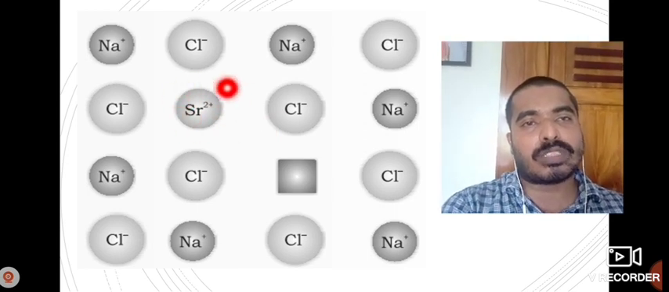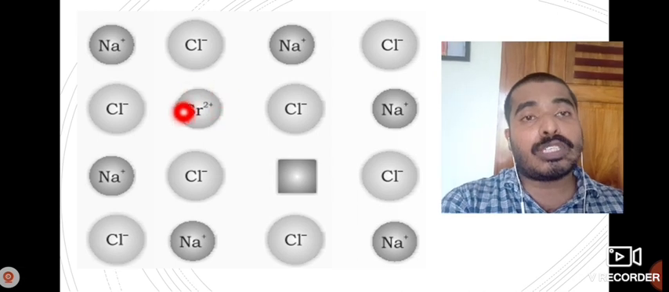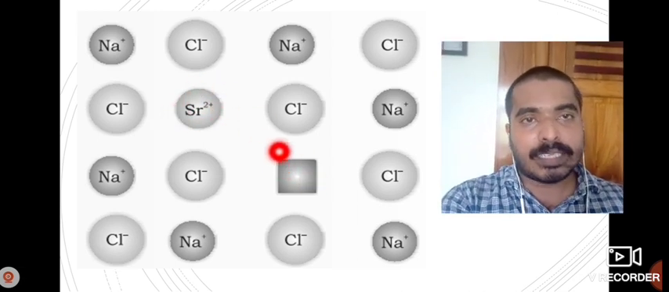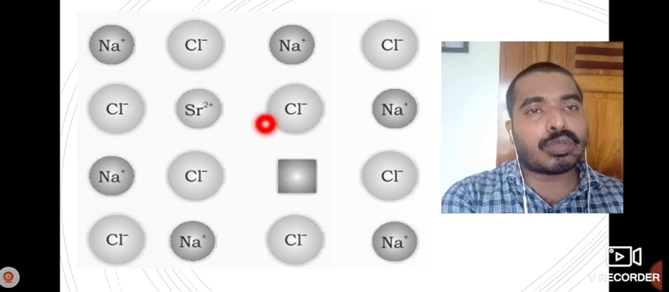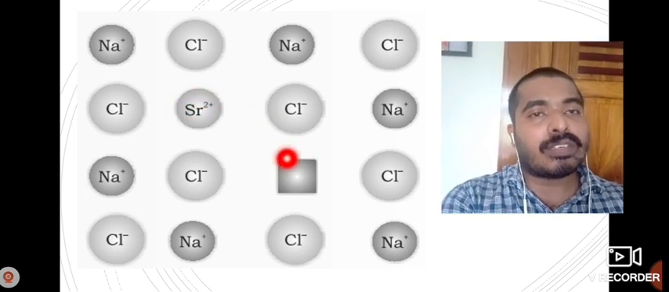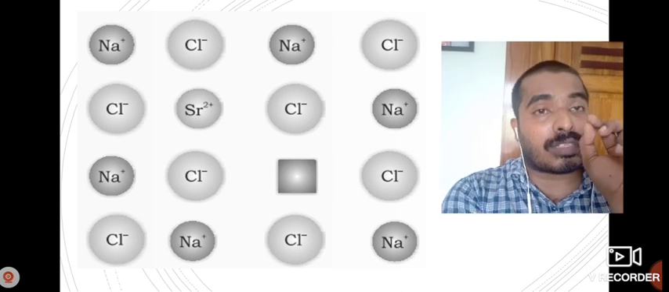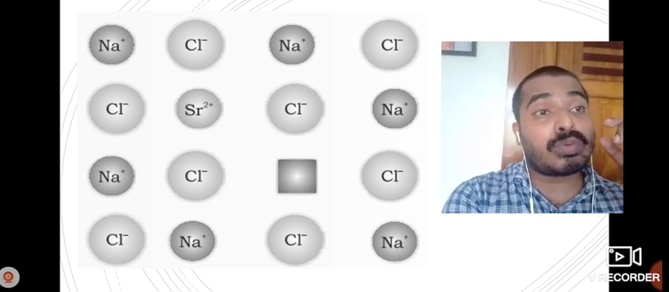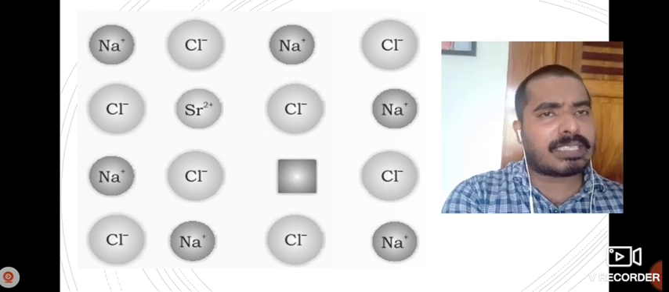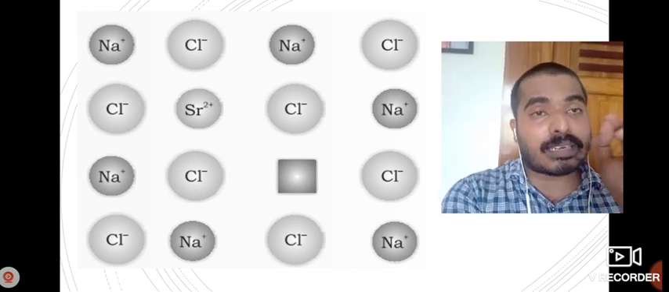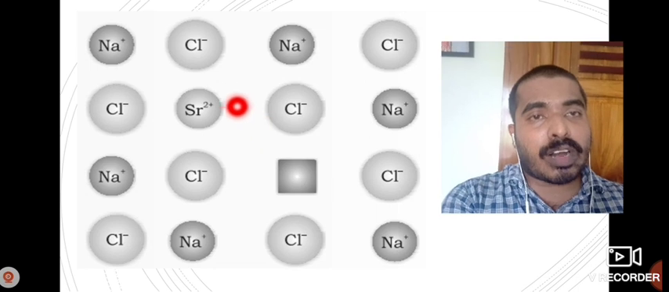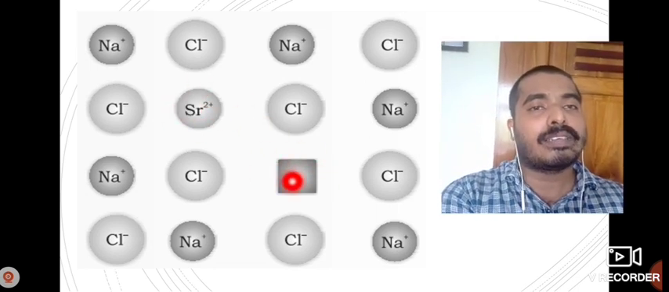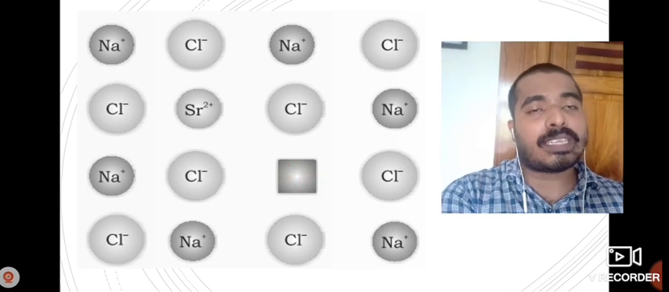Strontium 2 plus means each strontium 2 plus should replace 2 Na plus. Why? Because strontium has a 2 plus charge, and Na has a single charge. So strontium 2 plus can replace 2 Na plus. One of the vacancies it occupies and one vacancy will be free. One cation vacancy will be generated.